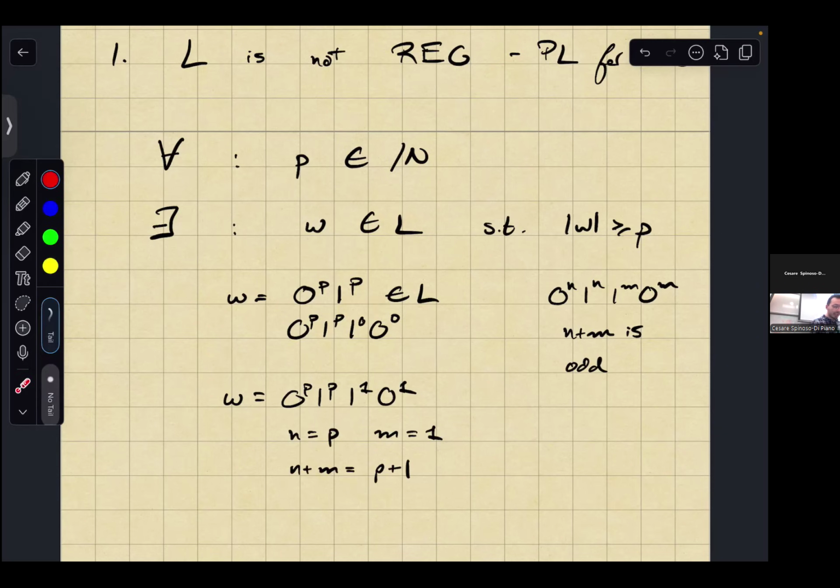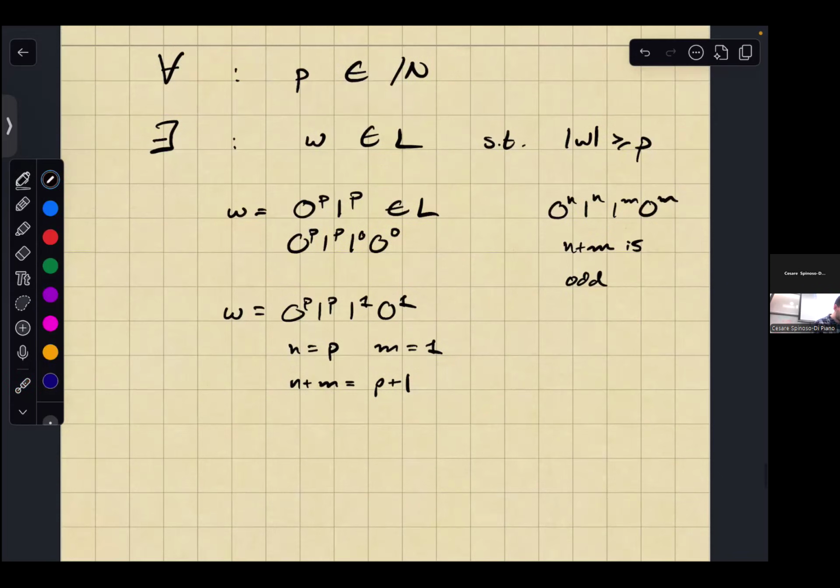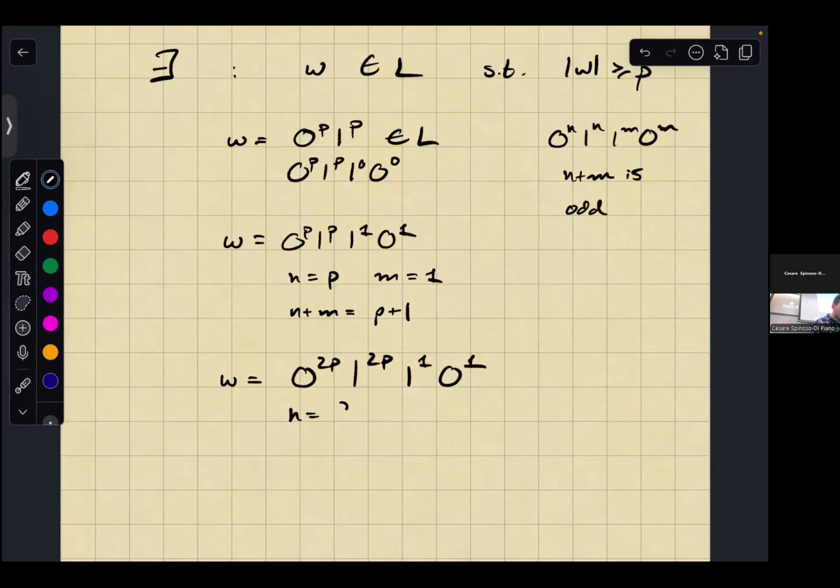I'm going to have this kind of string, and this constraint is going to be respected. Well, what do I know about an integer being odd? I know that an integer is odd when I have something like 2n plus 1, right? So what if I did something like 0 to the power of 2p, 1 to the power of 2p, and then 1 to the 1, 0 to the 1. Then this is going to work, right? Because n is 2p, m is 1, and then n plus m, that's 2p plus 1, which is always odd, whatever p is.